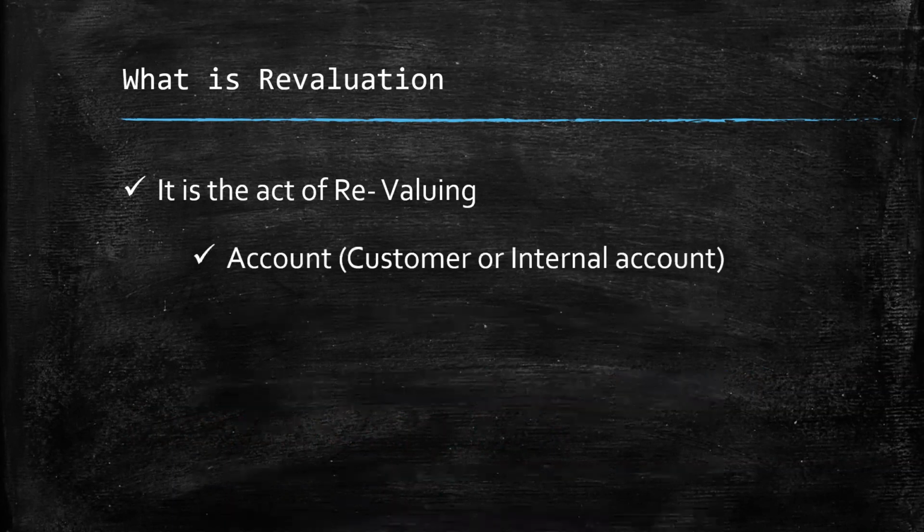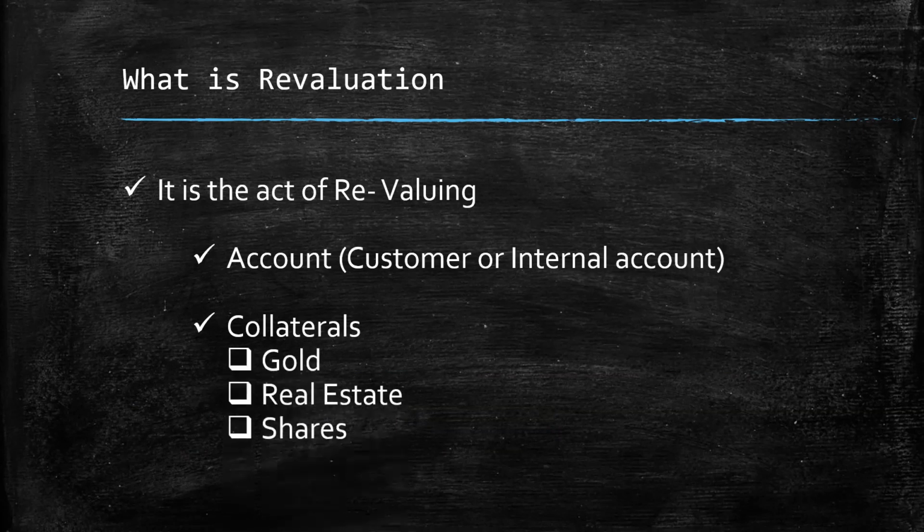Number one, these are accounts, customer or internal accounts. The second category is collaterals. So when a customer asks for a loan in a bank, the bank takes collaterals, and these collaterals could be in the form of gold, real estate, or shares.